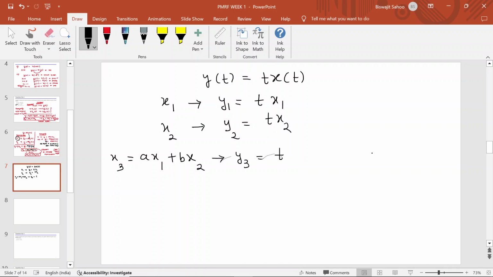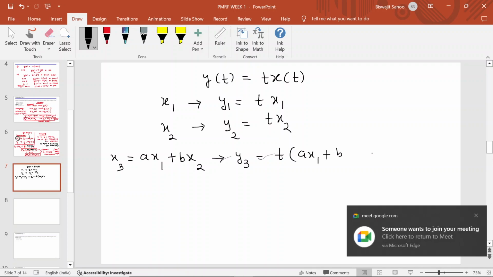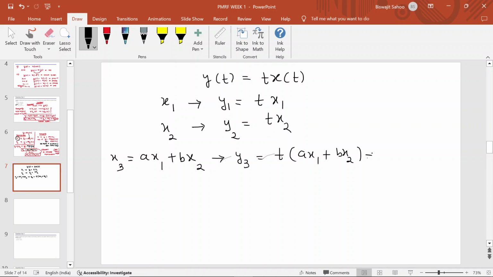So T, wherever x is there, you have to replace it with x3. What is x3? x3 is a x1 plus b x2. Now you simplify this. When you simplify, it will be T times a x1 plus T times b x2. The output you are getting when applying x3 has to be equal to a y1 plus b y2.